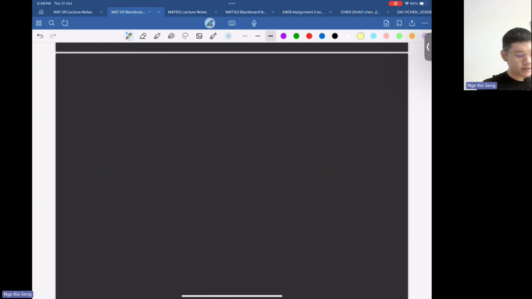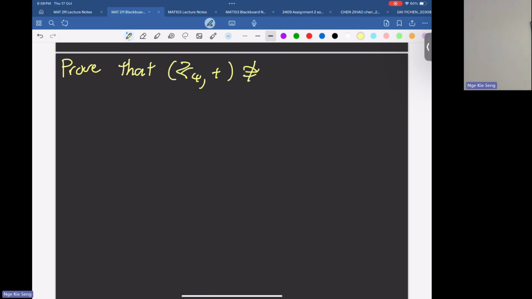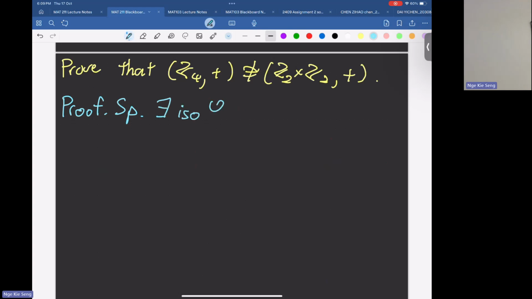Okay. So next, let's prove that Z4 plus is not isomorphic to Z2 cross Z2. Let's first show that these two are not the same. In mathematics, this kind of negation statement, you need to start with contradiction. So suppose there is an isomorphism phi between Z4 and Z2 cross Z2.